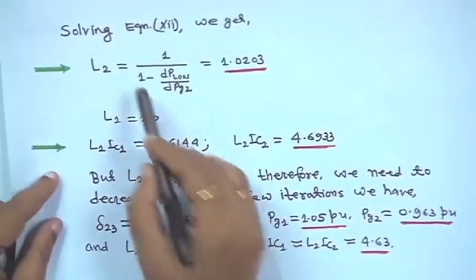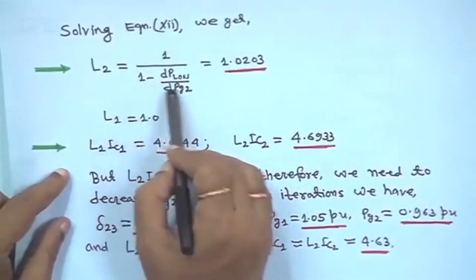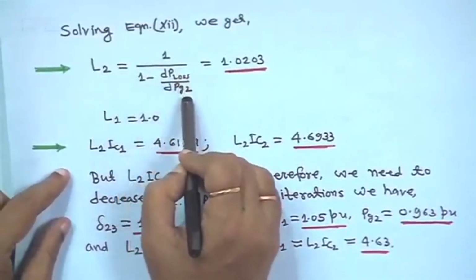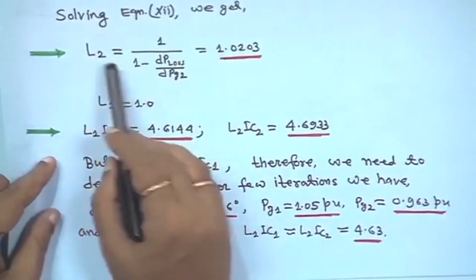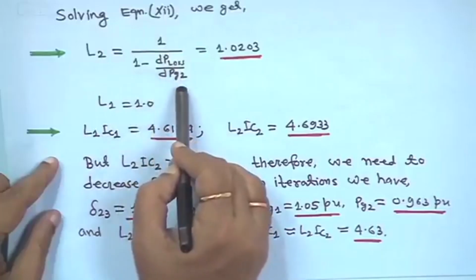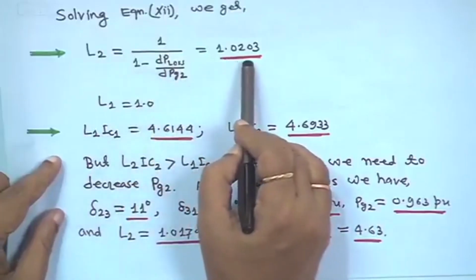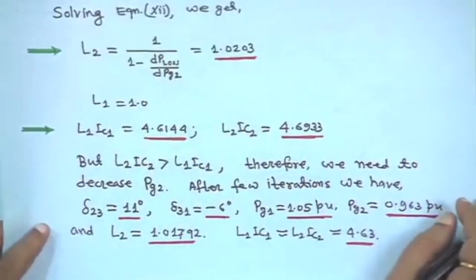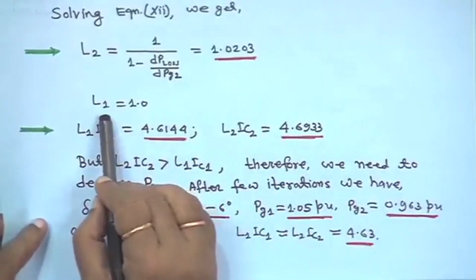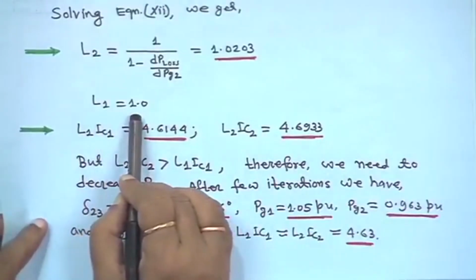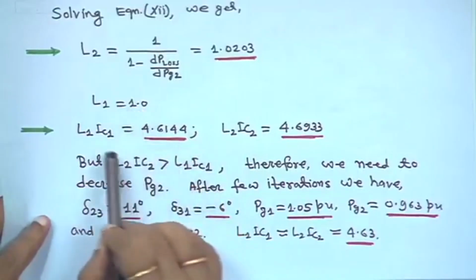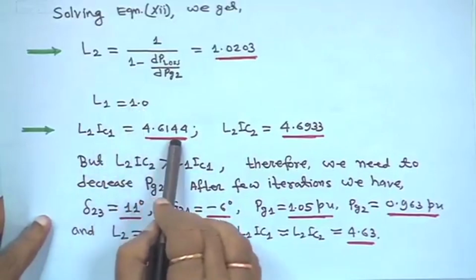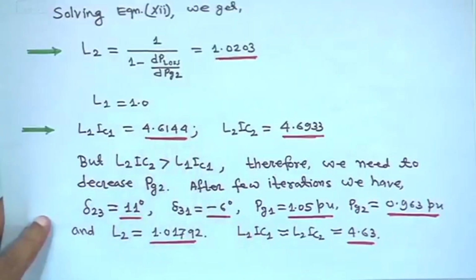So, in that case you will get L2 equal to 1 minus dP_loss upon dP_G2, and L2, that is your penalty term, is equal to 1 upon 1 minus dP_loss upon dP_G2, that is 1.0203. But for L1 it will be 1, we have seen this before. But L1 IC1 is equal to 4.6144.